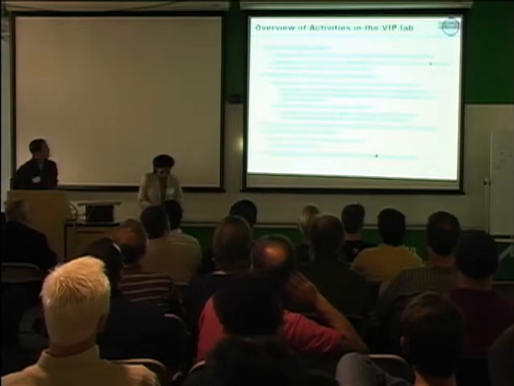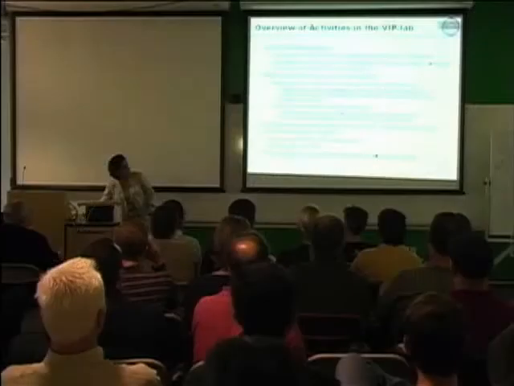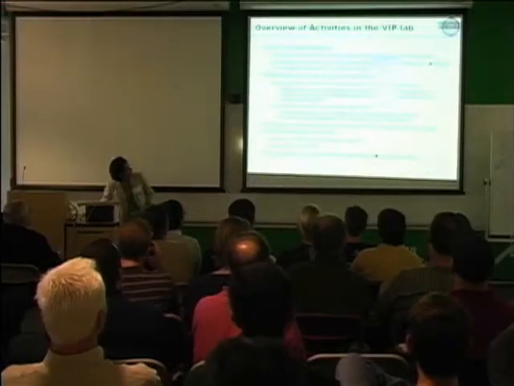Okay. So just before going into the details of that, I wanted to quickly give an overview of other projects that have been going on in my lab over the last few years. Being at Google, I can't not talk about video similarity search. This is a thesis that was done by Samson Chong in 2004, where we recognized in a very, very large database of videos, the nearly identical videos. There's quite a bit of work on multimedia networking and streaming, especially over wireless. Some work on compression of VLSI data. And finally, 3D modeling of urban environments, which is something I'm going to talk about right now.